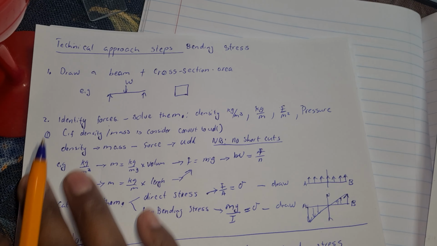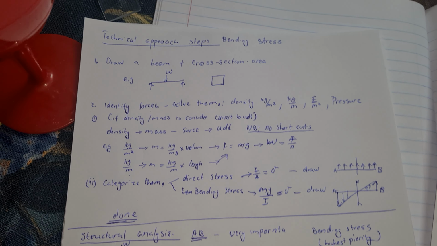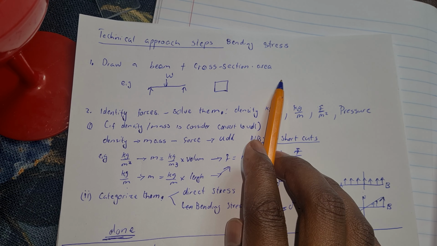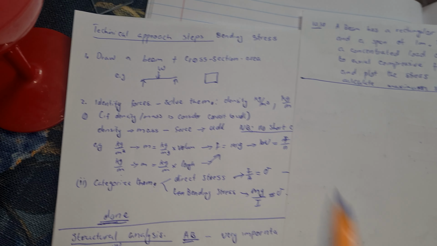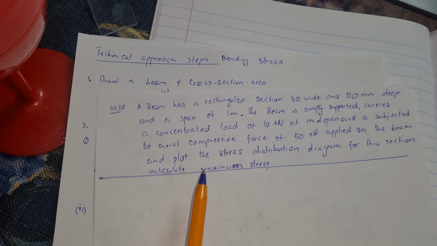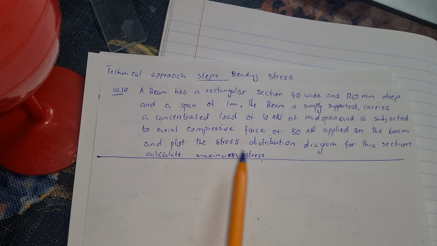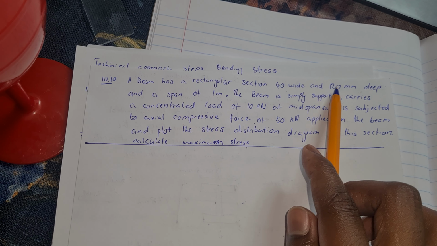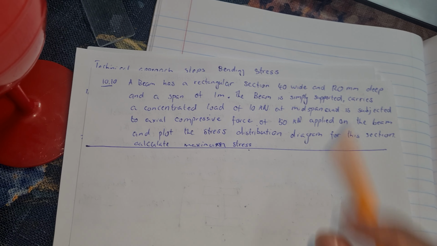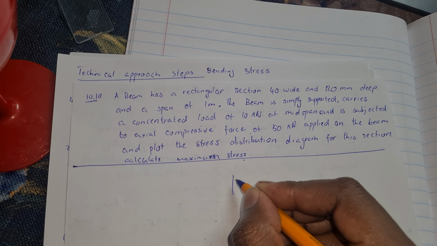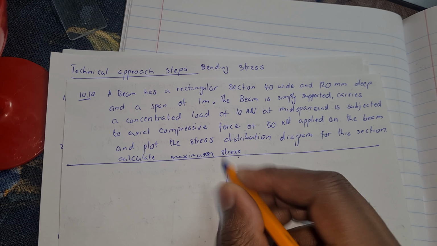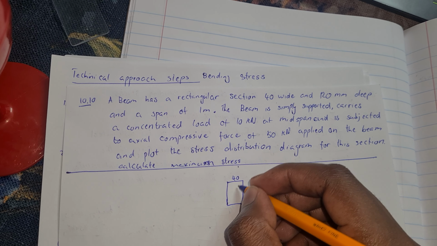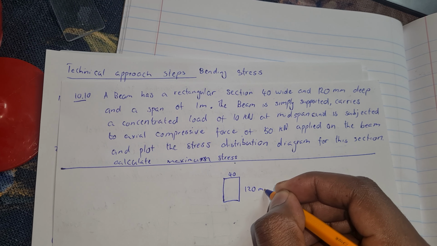So I've drawn here, I've revised the rules, the technical approach. Number one is to draw the beam and the cross section area, right? Obvious, this is based on the question. Okay, let's come here and draw that. A beam has a rectangular section of 40 and 120 millimeter deep. So now we know the cross section of the beam, and it's rectangular as you can see. It's 40 millimeter wide and 120 millimeter deep.